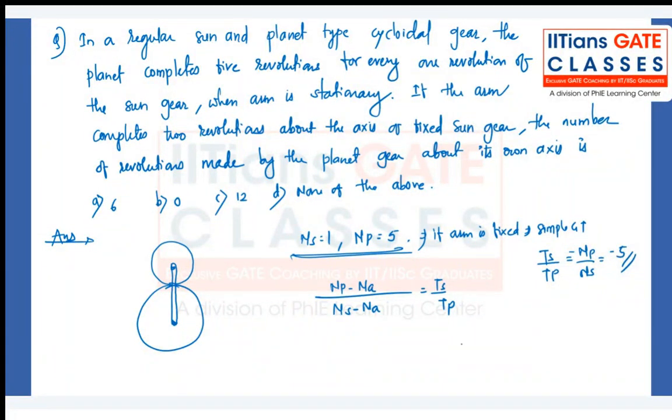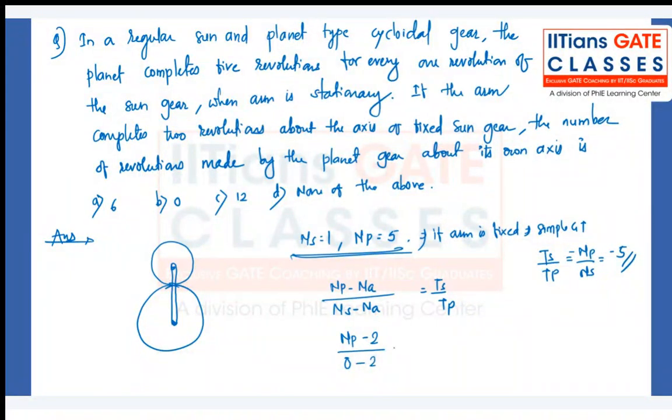Now I'll use this information in the next formulation here. Minus Np is something we have to calculate. N arm is the speed of the arm, is how much? Okay, the arm rotates 2 revolutions. Ns is 0, the sun gear is fixed. Arm is 2.